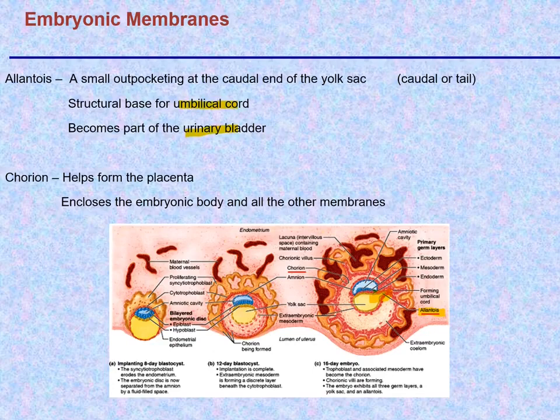And the last of the four extraembryonic membranes, or sometimes called embryonic membranes, is the chorion. And that's these cells in this area. Here, you see them here. And they help form the placenta. They're involved in placentation. And they'll enclose the embryonic body and all the other membranes eventually. So that's going to be the chorionic membrane.